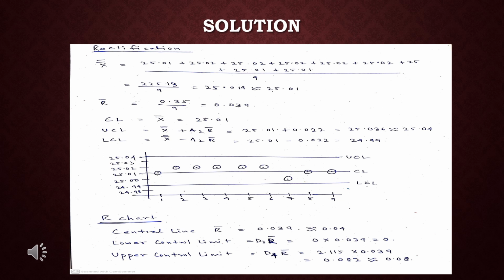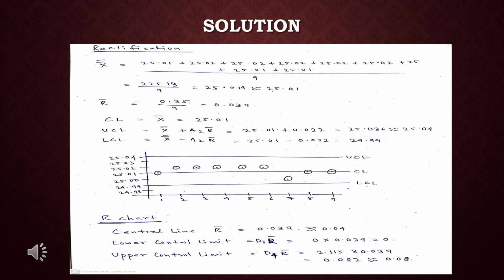And not only the X bar chart, remember class, we have to draw each and every single chart that we are calculating. Moving on to the R chart calculation, the central line for the R chart is given as R bar, which we have already calculated at 0.039, or we can round the value to 0.04. The lower control limit, as we have said, is D3 into R bar. As D3 is given as 0, the entire value moves back to 0.